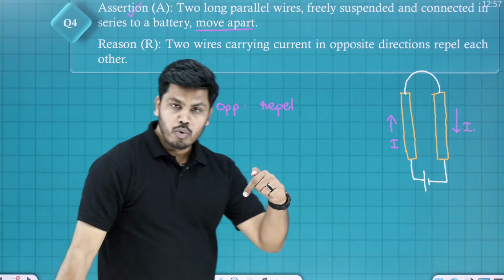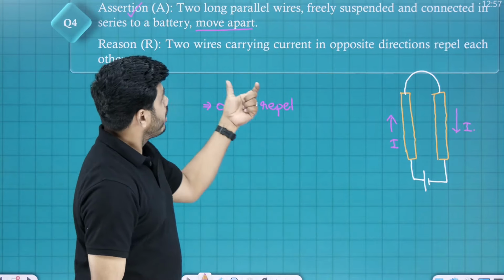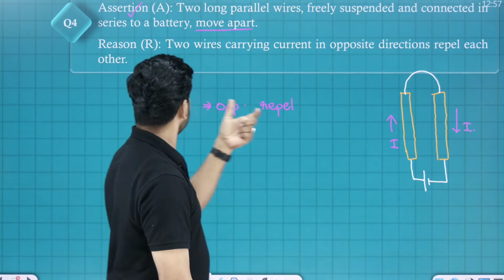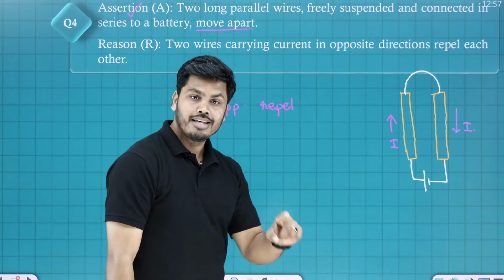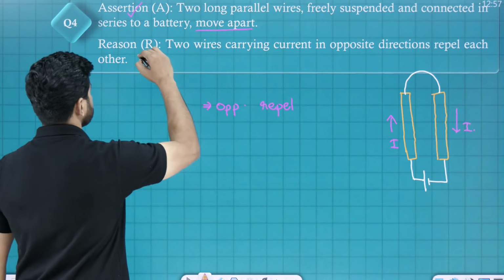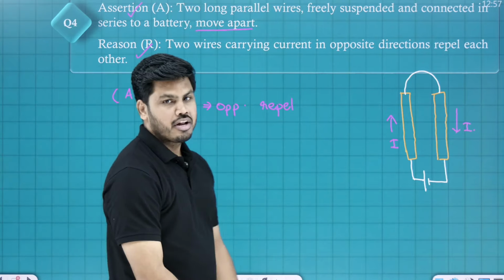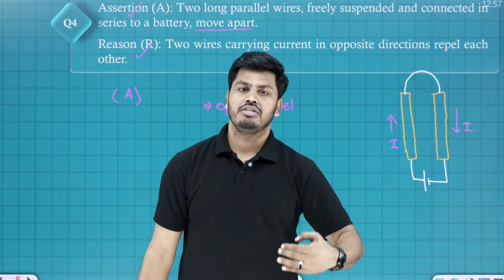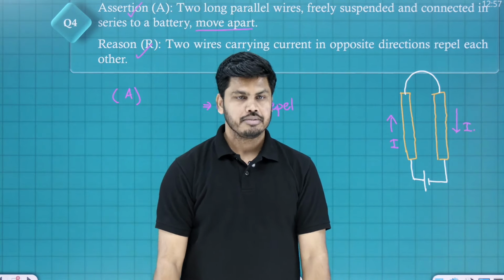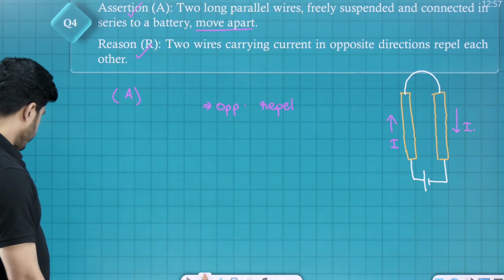Fine. Now look at the reason. The reason says two wires carrying current in opposite direction repel each other. Yes, that is the reason for that. So this is also true, and option A is that assertion and reason are both correct, and the reason is an explanation of the assertion. Okay, let's move on to the next question.